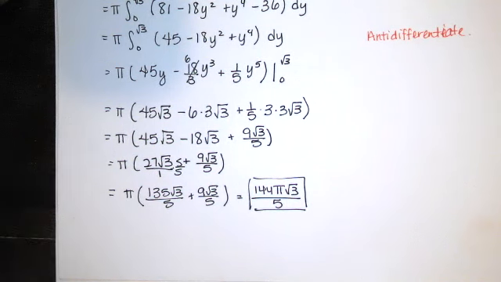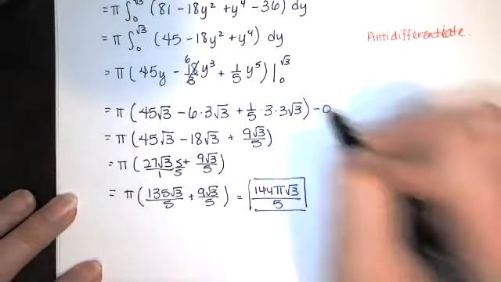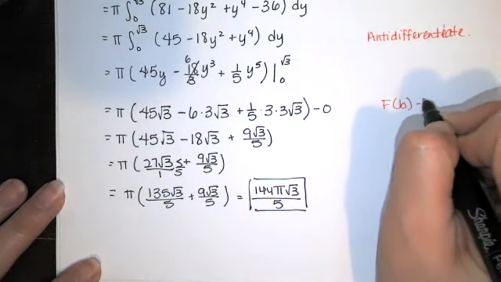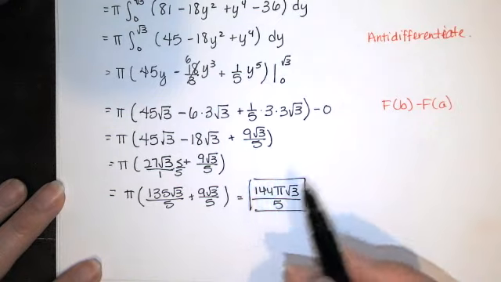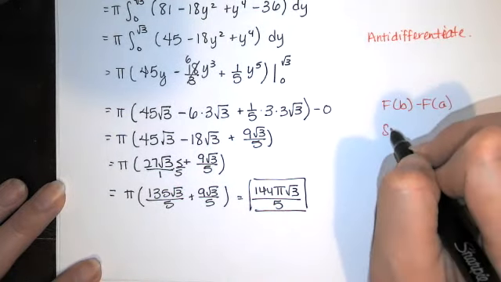Now again, you could always use your calculator for this arithmetic, and people are going to do the arithmetic in different ways. And of course, when we evaluate that at 0, we get 0. So we just did the f of b minus f of a, evaluate the upper limit and lower limit, and then subtract and simplify.